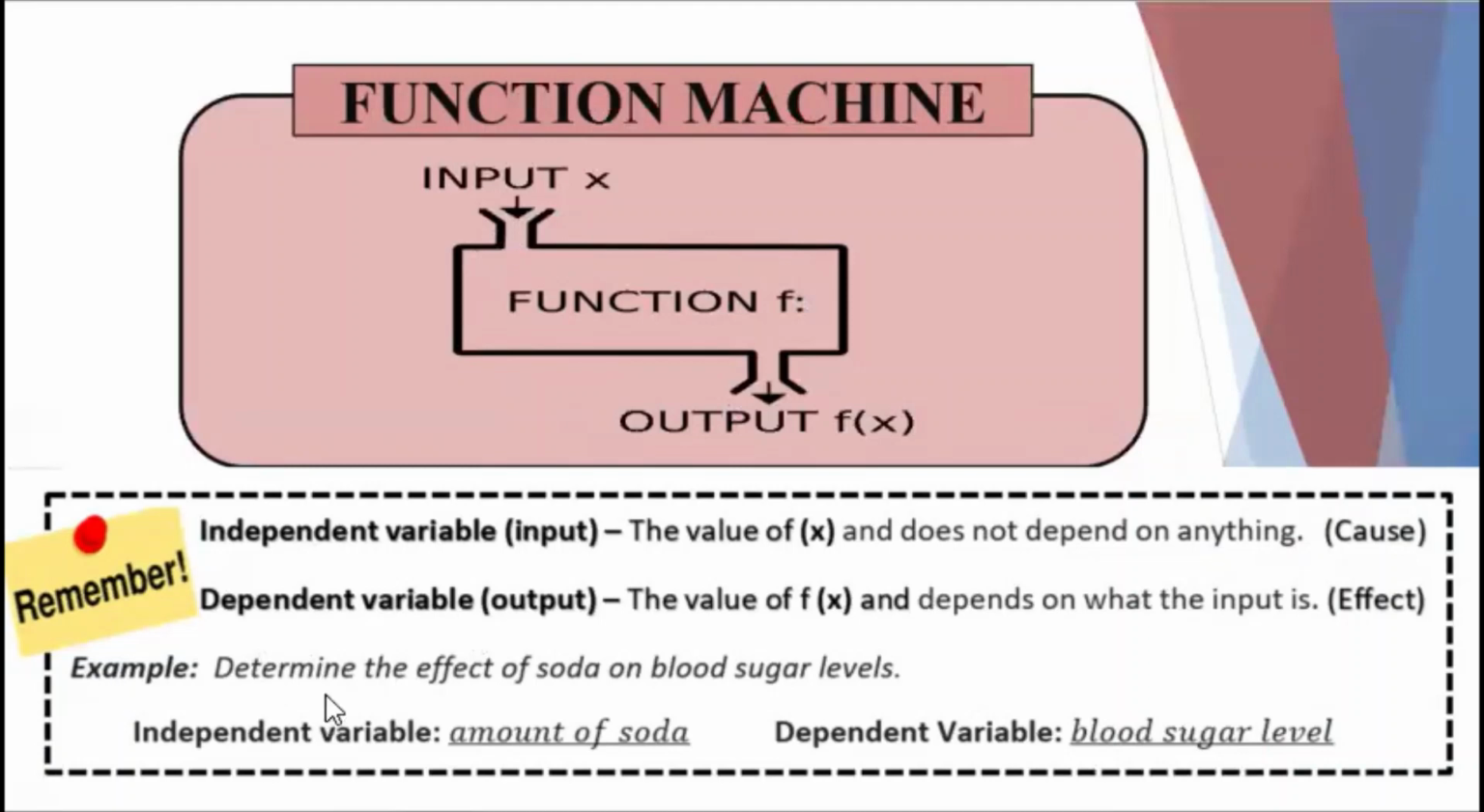Example: determine the effect of soda on blood sugar levels. The independent variable here is the amount of soda, and the dependent variable is the blood sugar level. So your input again is the cause, and the output is your result. The thing that you can change is the input. This is the one that you change a lot. The output is simply controlled by whatever you place in your input.